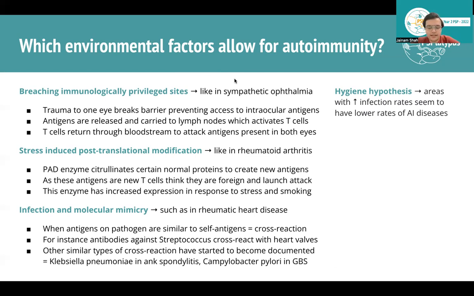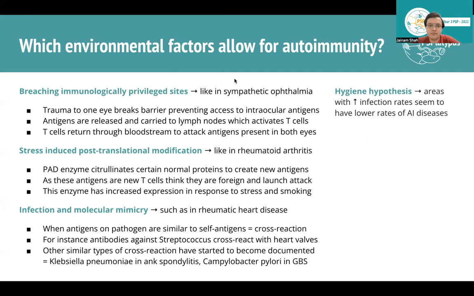And it is known that sometimes those enzymes that citrullinate certain proteins are increased in expression with smoking and stress. So among the risk factors for rheumatoid arthritis, when you study this in detail, you will see smoking and stress in there. And this is proposed to be the reason why.